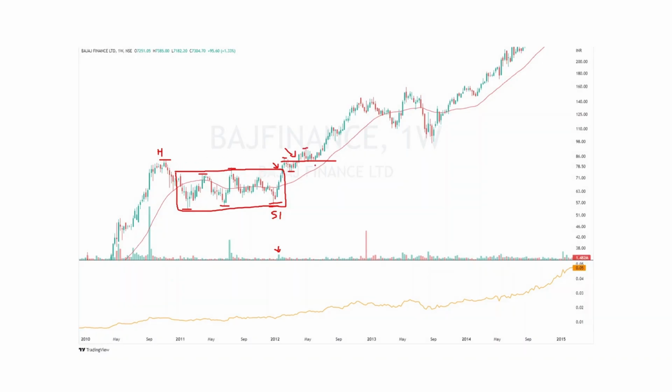Then it makes a new high, then it takes support at the previous all-time high level, and continues to move up. So over here, after this candle is formed and the price is able to make another new high, we can say that we have moved into stage 2. Also you can see here that the 30 weekly moving average line had started to trend up, and also the relative strength line is trending up.